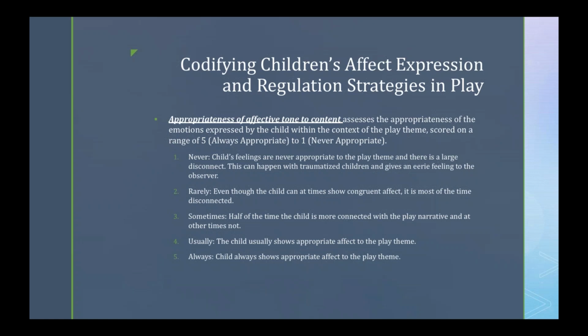We give a score of 2 when, even though the child can at times show congruent affect, it's most of the time disconnected. A 3 indicates sometimes appropriate emotions to the play content. A 4 is given when the child usually shows appropriate affect, and 5 is when the child always shows appropriate affect.